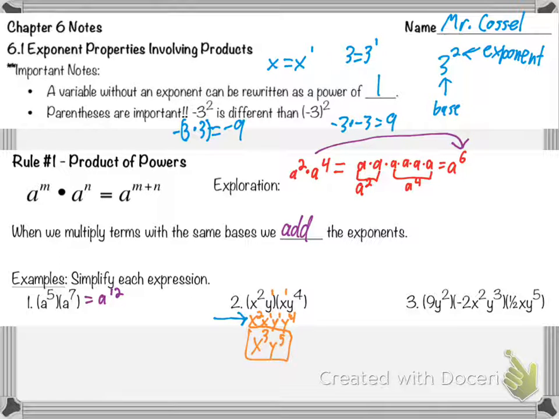Let's look at example 3 here, okay? I think I know your problem. Created with doc tree is taking up too much space. No, I don't think that's the issue. But thank you, though. I appreciate the input.